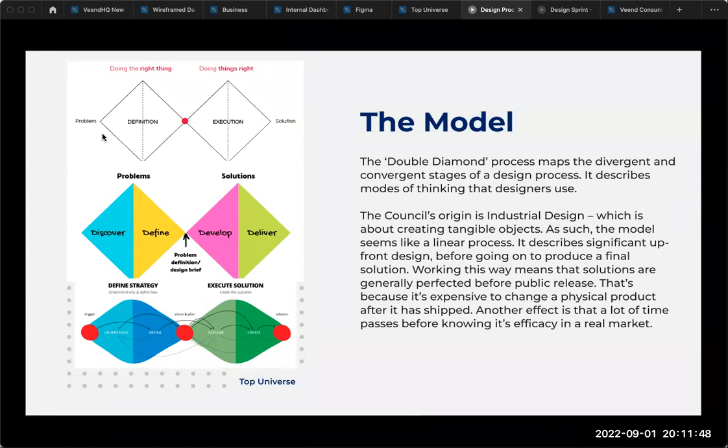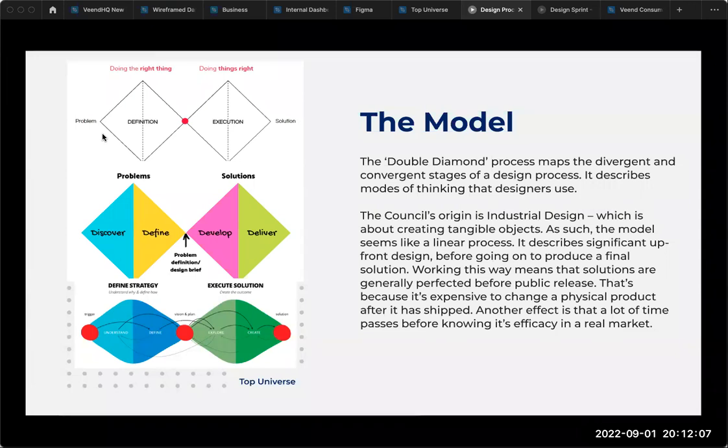Now, their origin was what? Industrial design, where they deal with physical objects. As we all know, digital design is talking about digital things, that's the software products and the likes. But these guys, their origin was industrial design. As such, the model seems like a linear process, but it's not.